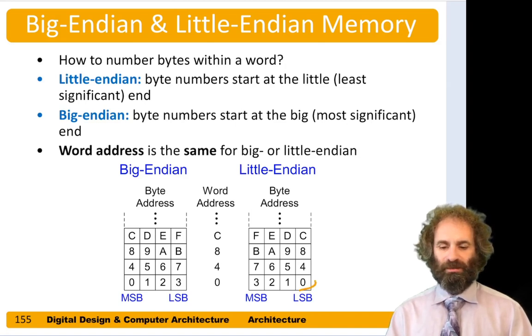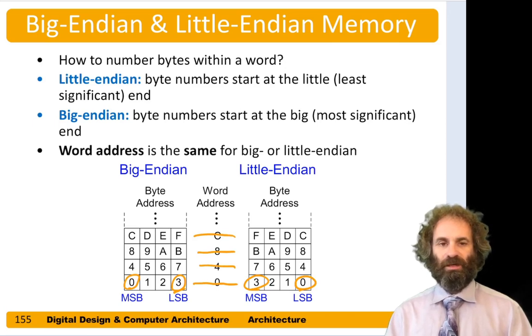In Little-Endian, byte 0 of a word is the least significant, byte 3 is the most significant. In Big-Endian, byte 0 is the most significant and byte 3 is the least significant. In both cases, the word addresses are the same. Word 0, word 1 is at address 4, word 2 is at address 8, word 3 is at address C. But the order of the bytes within the word have different addresses.